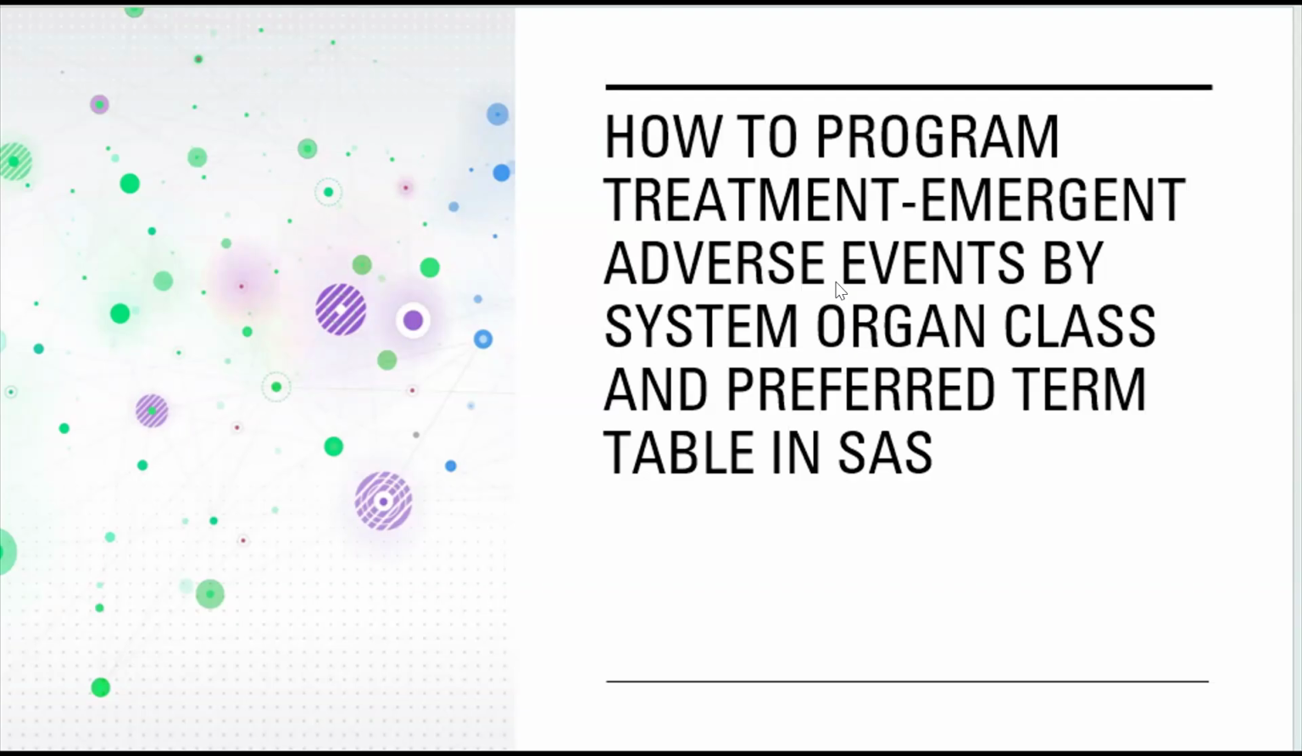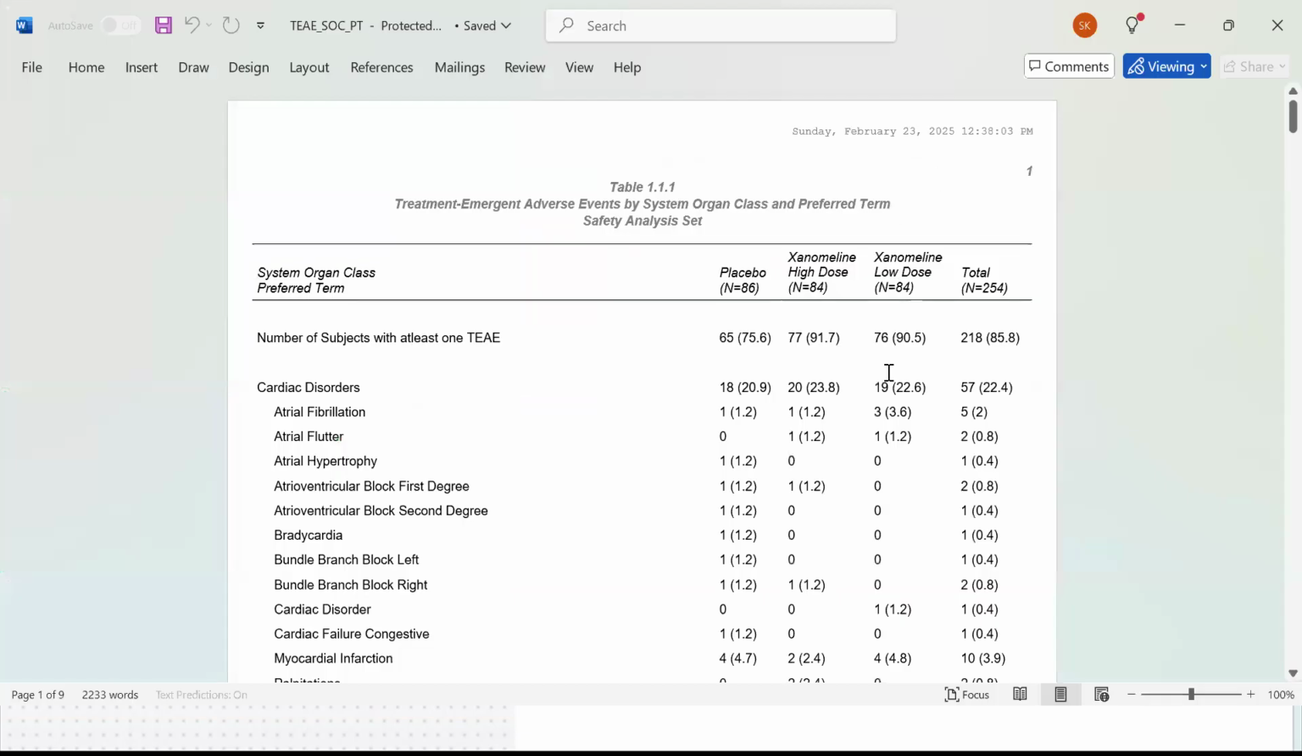Today I will be talking about how to program the treatment emergent adverse event by system organ class and preferred term table in SAS. So let's first see the mock of the table which we want to create. Right now I'm showing you the output table which we will be creating along with the values, but we have to focus only on the format which we want to program.